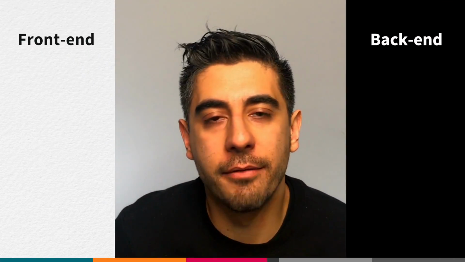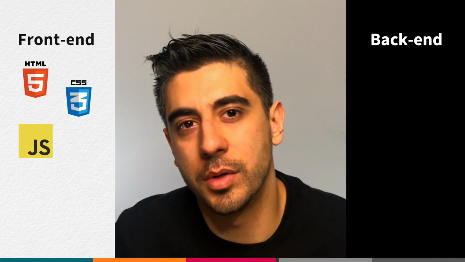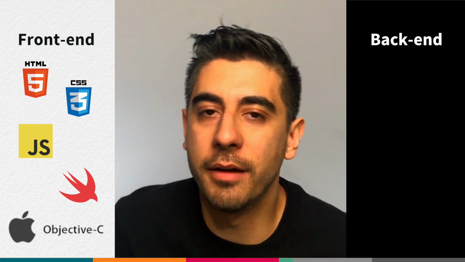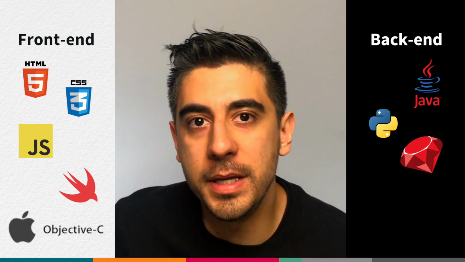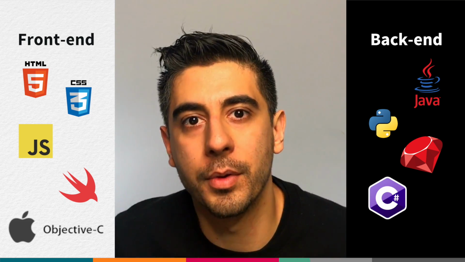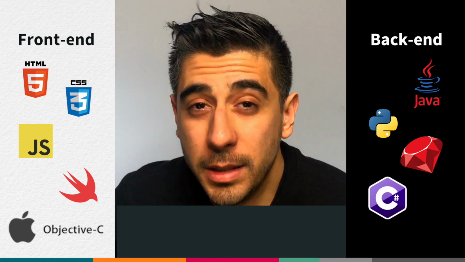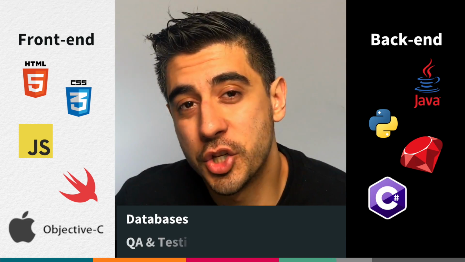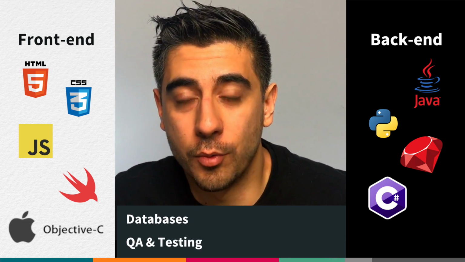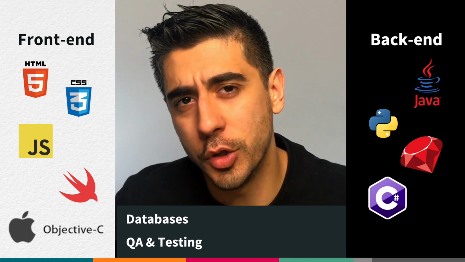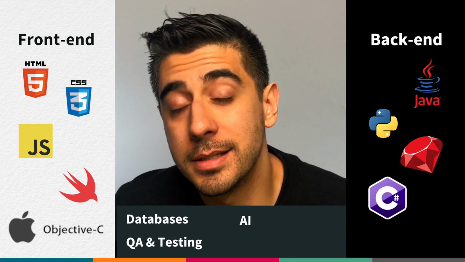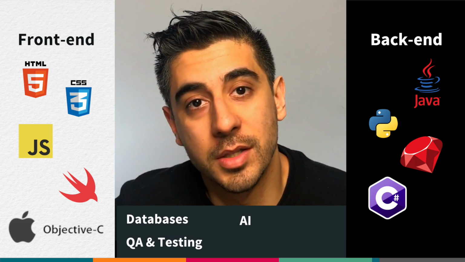On the front end, we have HTML, CSS, JavaScript, Swift, Objective-C. On the back end, we have Java, Python, Ruby, C#. These are just some examples. Other types of programming are the database layer, which kind of falls under back end development, and quality assurance and testing, which means you can write programs that will test other programs. AI, artificial intelligence, self-driving cars, Amazon's Alexa.